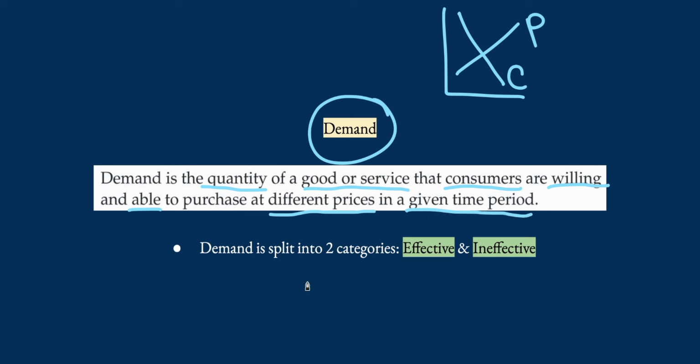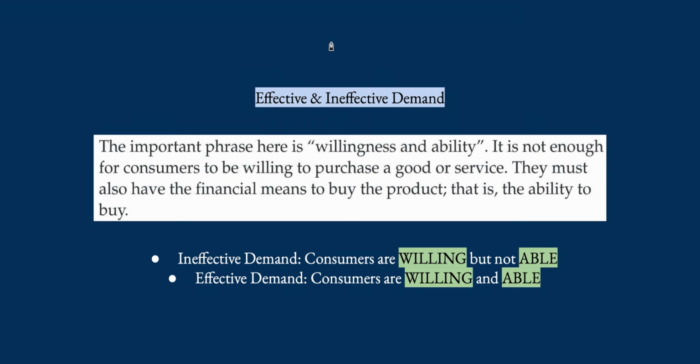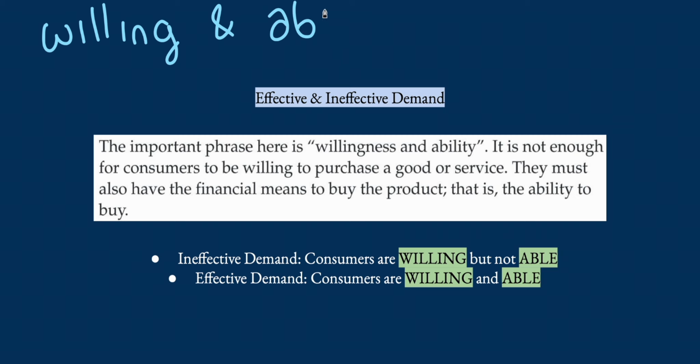Demand is also split into two categories, effective and ineffective demand. So effective and ineffective demand is basically just an extension of the point that I made about the definition of demand just before, which is we're going to be looking at the terms willing and able, okay? Willing would be want, and then able would be you're actually able to do something, okay? The important phrase here is the willingness and ability. It is not enough for consumers to be willing to purchase a good or a service. They must also have the financial means to buy the product. That is the ability to buy.